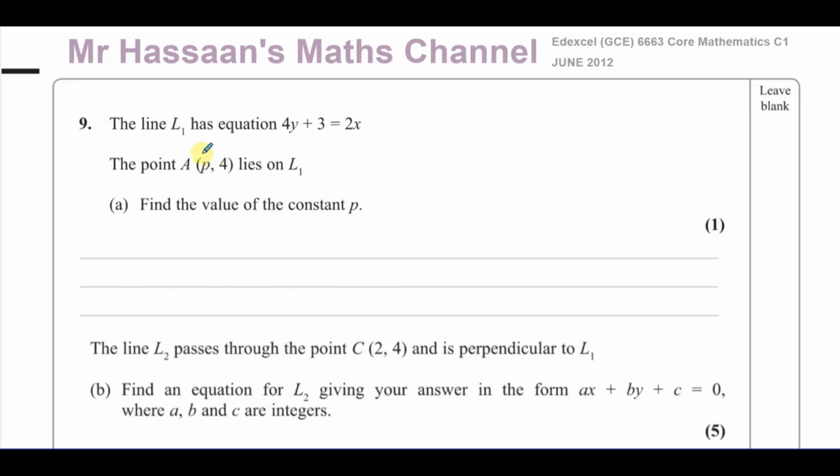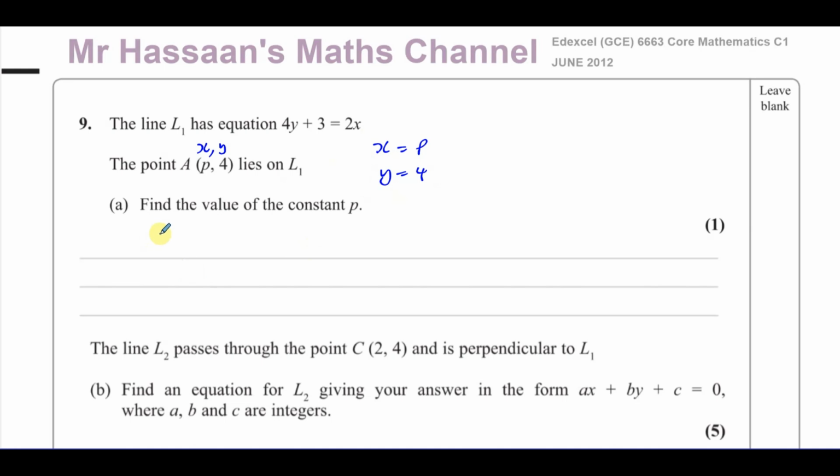So p is basically the x coordinate of the point A, and we know the y coordinate of the point A is 4. So at A, the x coordinate is p and the y coordinate is 4. These two values should satisfy this equation. If I substitute these values for x and y, I should find what the value of p has to be.